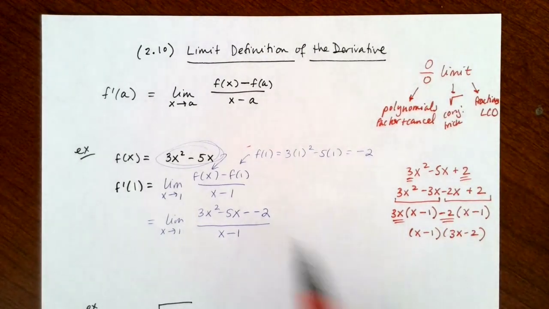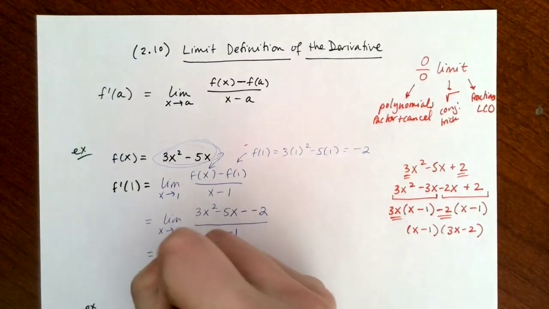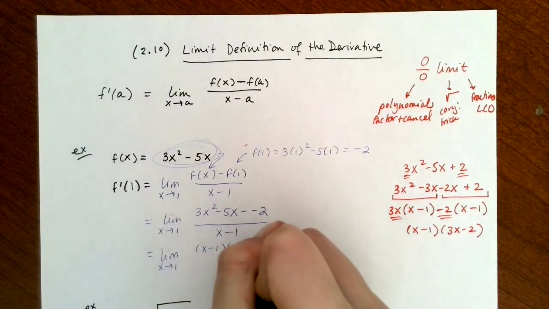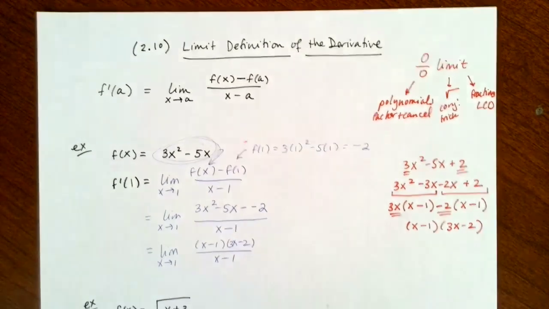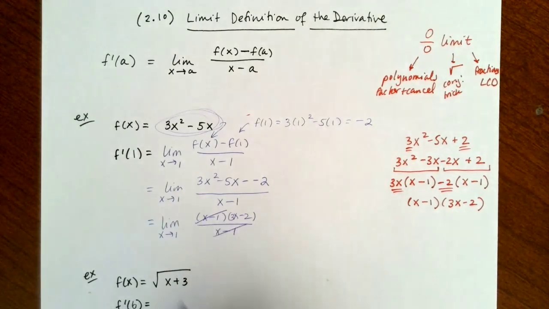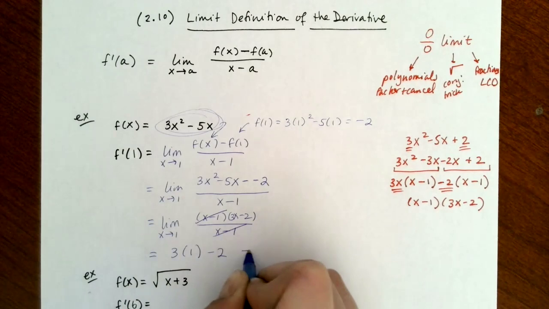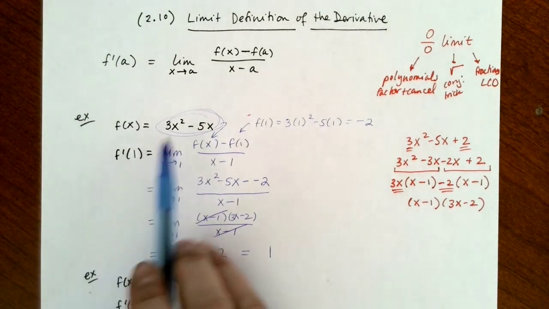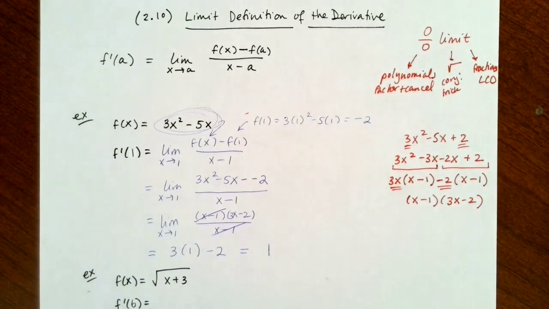So I'm going to use it and come back over here. So I have the limit as x approaches 1 of x minus 1 times 3x minus 2 over x minus 1. And now I can cancel x minus 1 with x minus 1. And now I'm free to just plug in the 1 for x, and I get 3 minus 2 is 1. So in this case, for this function, f prime of 1 equals 1.